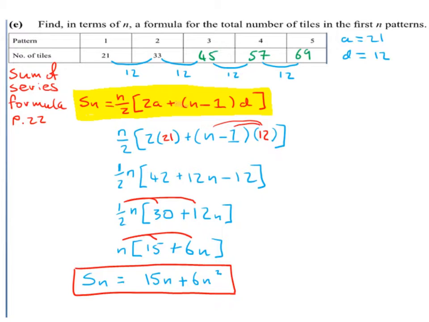So now let's say if we wanted the total number of tiles in the first 10 patterns, for example, we would swap each of these n's for 10 with brackets around it and multiply it out. So total is where we add all the tiles together.